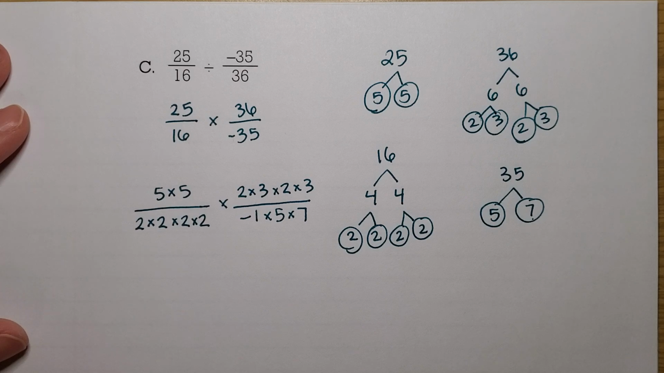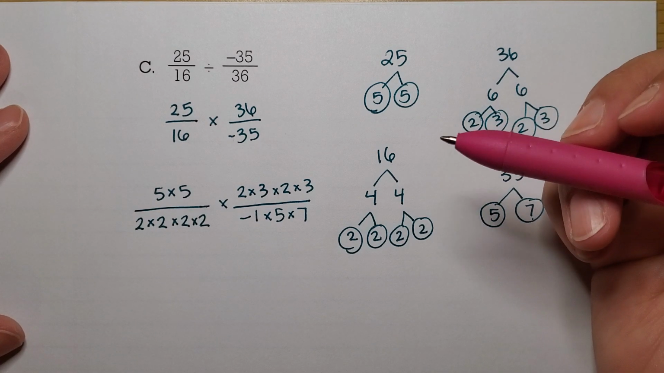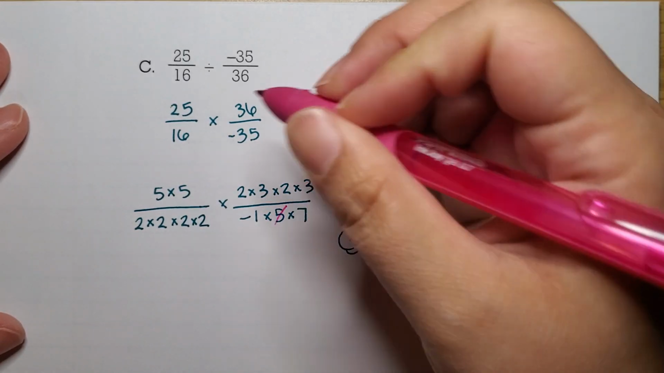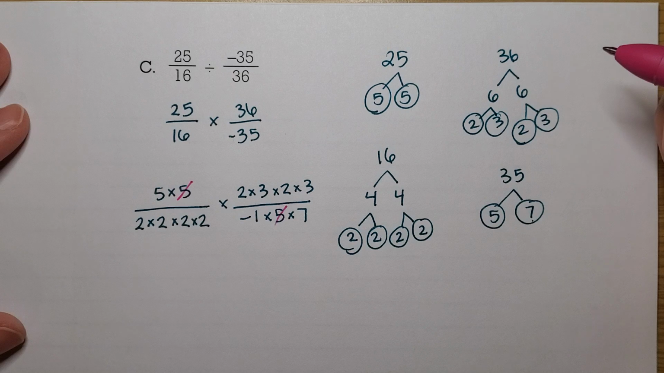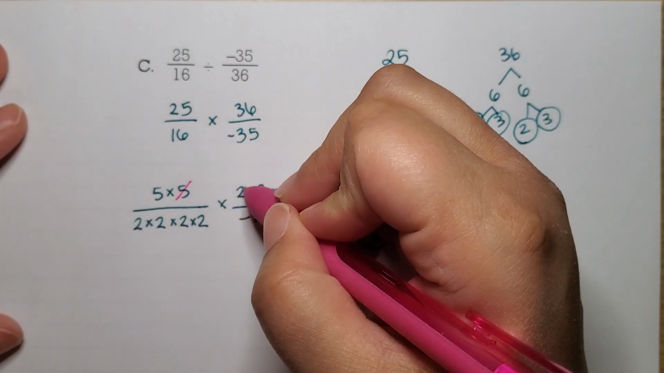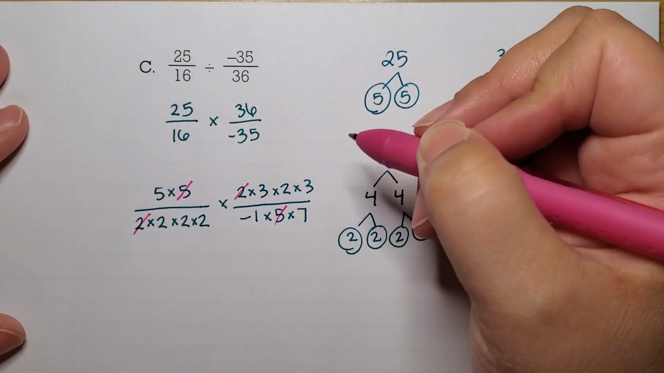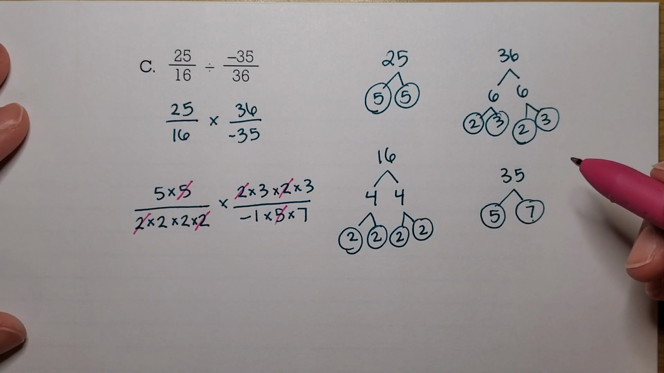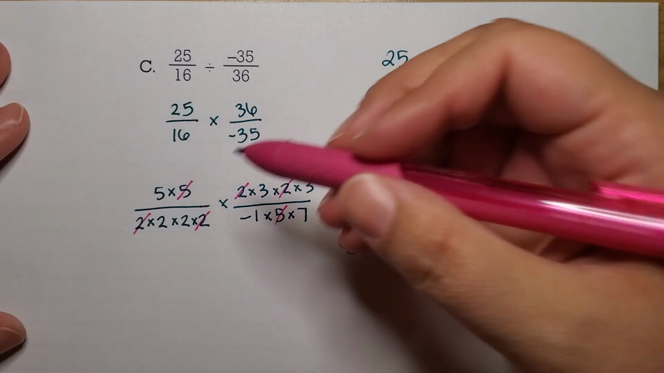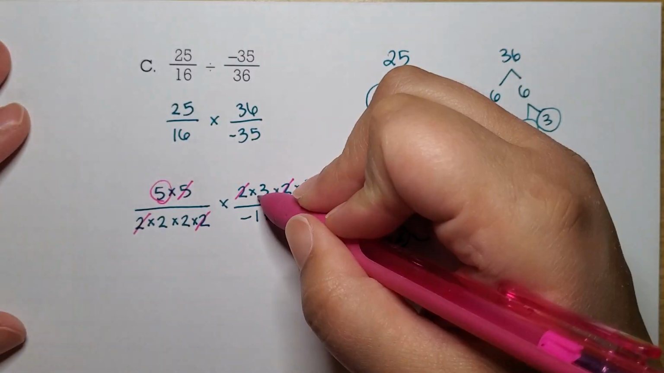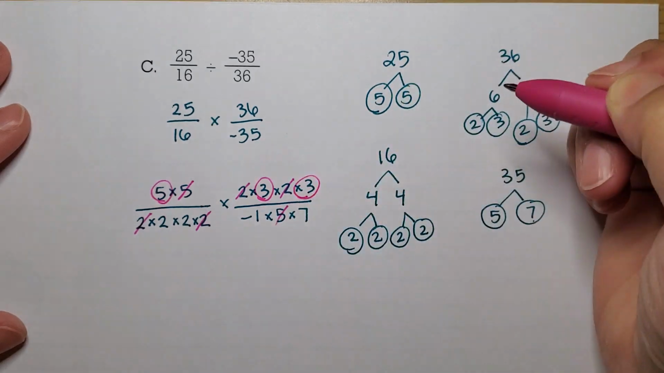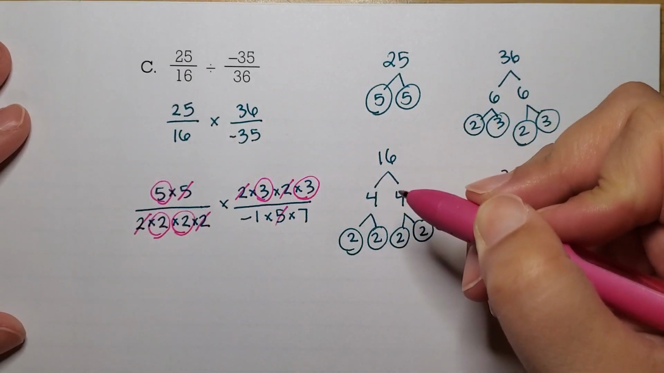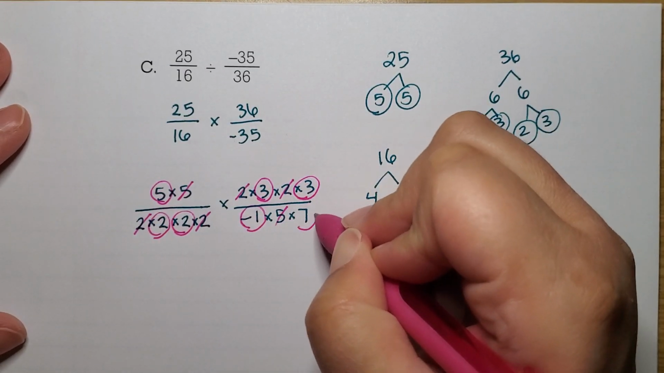Okay, time for my favorite part, which is the canceling. So I notice I've got a 5 in the top that will cancel with a 5 in the bottom. And then I've got a bunch of 2s. So a 2 from the top and a 2 from the bottom, a 2 from the top and a 2 from the bottom. Then all I have left on the top, I've got a 5 and 2 3s. And in the bottom, I have 2 2s, this -1, and the 7.